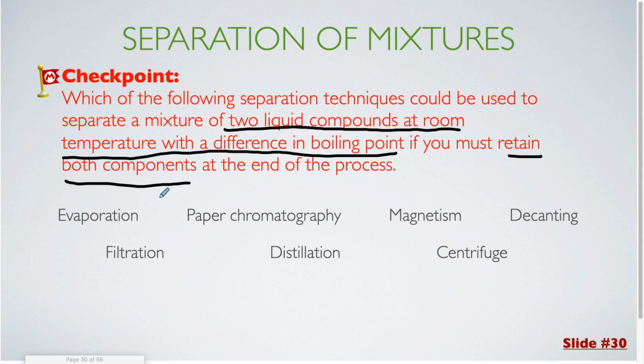Now, it says that we have a difference in boiling point. That means I could potentially use evaporation, because they would separate based on boiling point, or you could also use distillation. But the fact that you have to retain both components means distillation is going to be the winner here, because with regular evaporation, whichever substance evaporates first is just going out into the atmosphere, not actually being captured in the end. So distillation would be the best technique to use there.